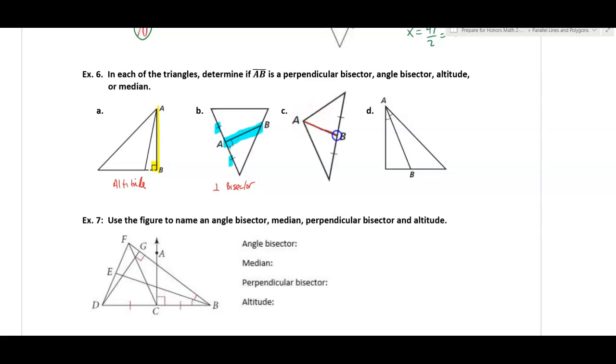AB here goes from a vertex. These two congruent segments tell me B is the midpoint. Vertex to midpoint of the opposite side, that's a median. And here it shows this angle is congruent to that angle. Therefore, AB is the angle bisector.